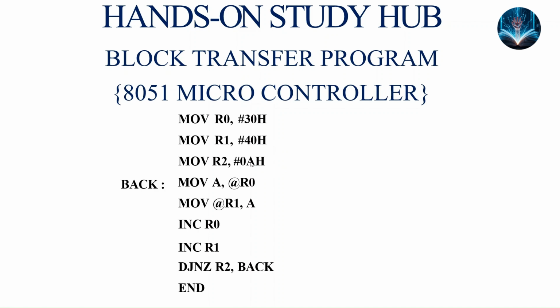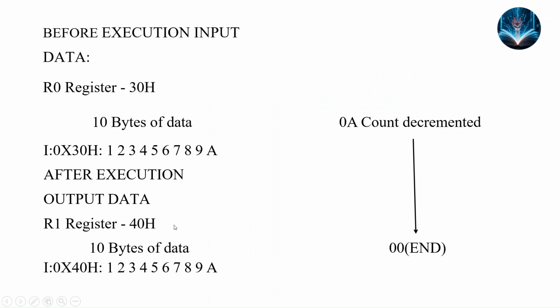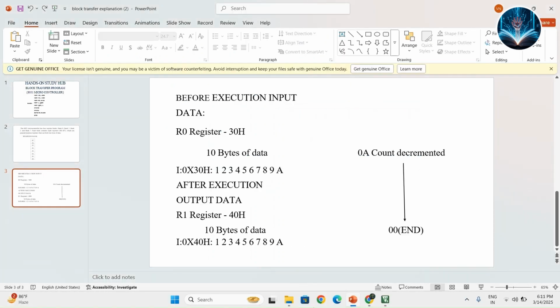In case the question asks to use 5 bytes of data, then instead of 0A you will give 05. So this is the before execution and this is the after execution. Now let's move to the practical execution of the block transfer program.